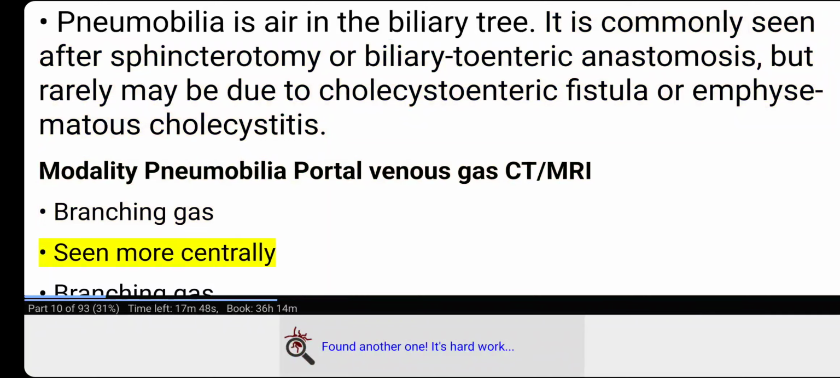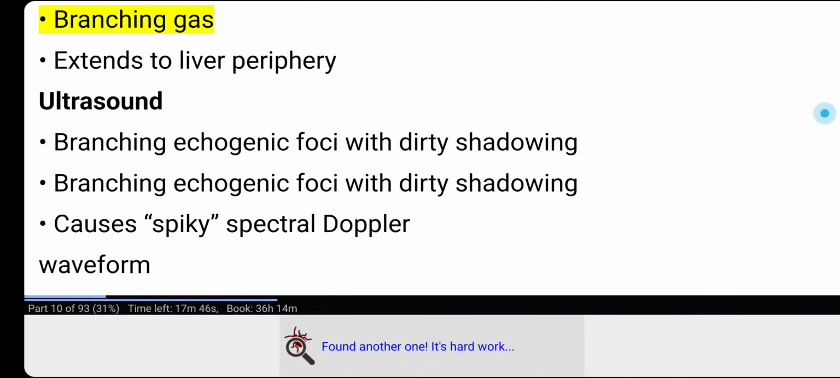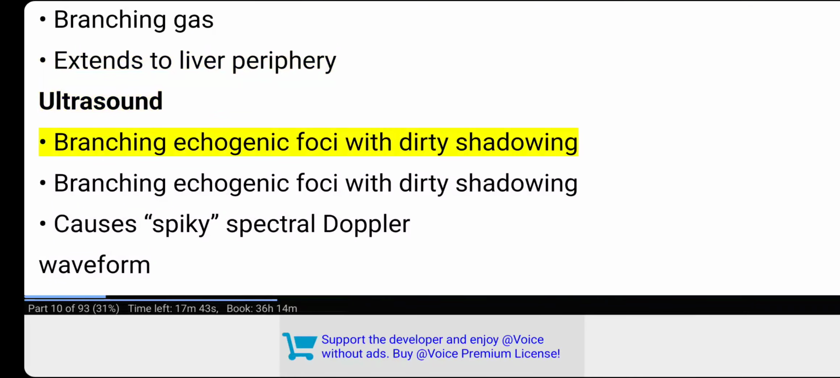Pneumobilia: branching gas, seen more centrally. Portal venous gas: branching gas that extends to the liver periphery. Ultrasound: branching echogenic foci with dirty shadowing in pneumobilia, and branching echogenic foci in portal venous gas, with a spiky spectral Doppler waveform.